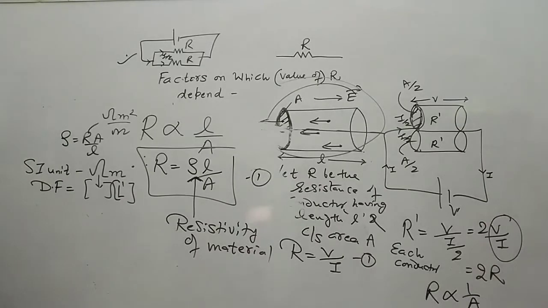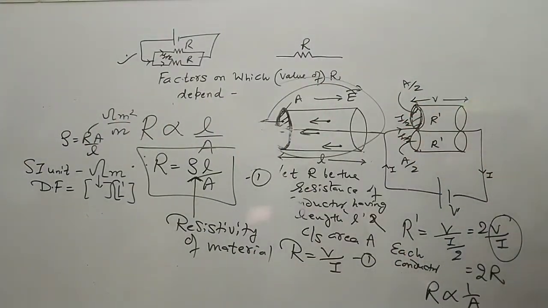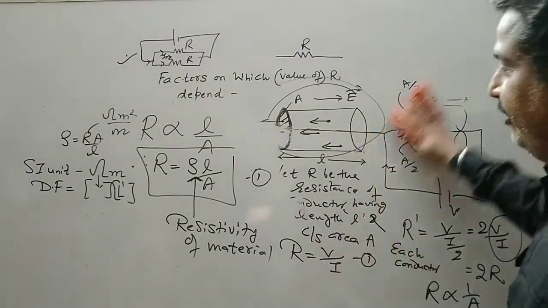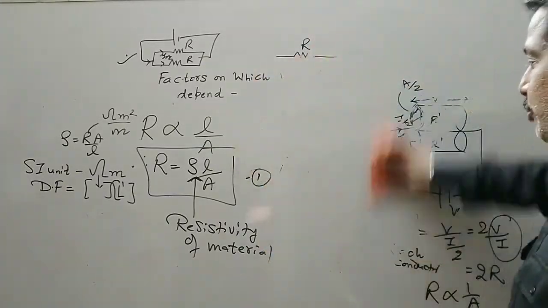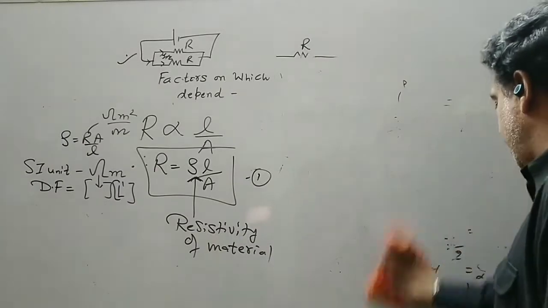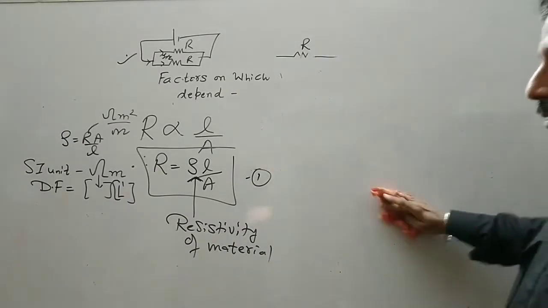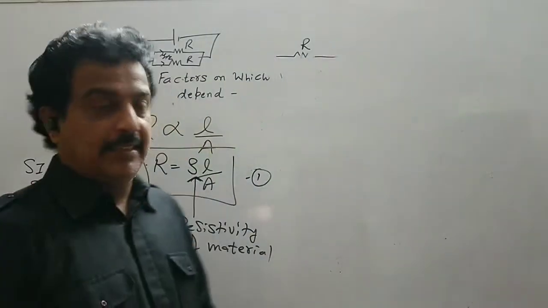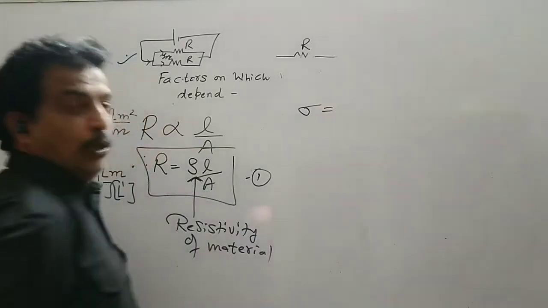So resistivity again does not depend on length and the area. In fact, we will say it depends on the temperature and the pressure of the material. So this is resistivity. Now the reciprocal of resistance was called conductance. So reciprocal of the resistivity will be referred to as the conductivity. So we have conductivity symbol as sigma.